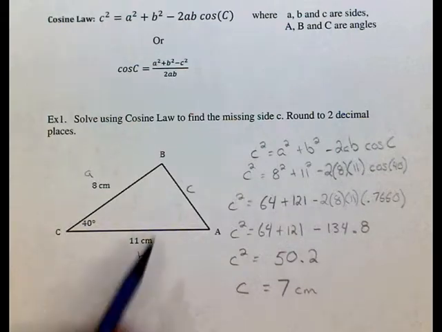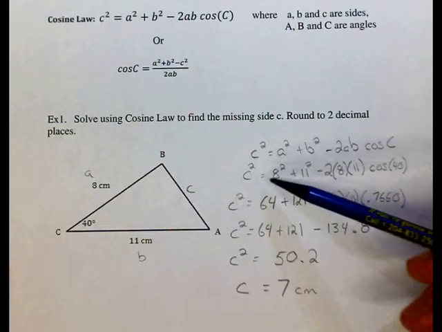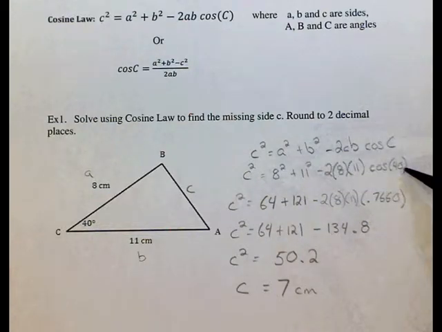You'll notice now that my C is no longer my hypotenuse, so it no longer has to be the longest side. C is just one of three sides of my triangle. A fairly complex formula, a fairly complex substitution, but really it's only three numbers. It's 8, 11, and 40 that go in a variety of spots. Let's turn the page and try example 2.